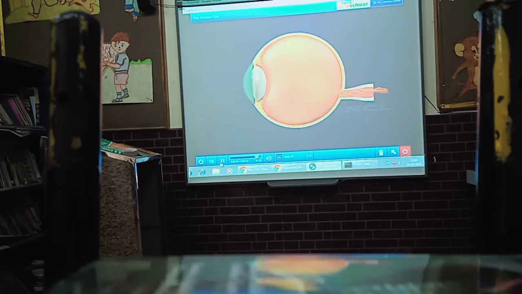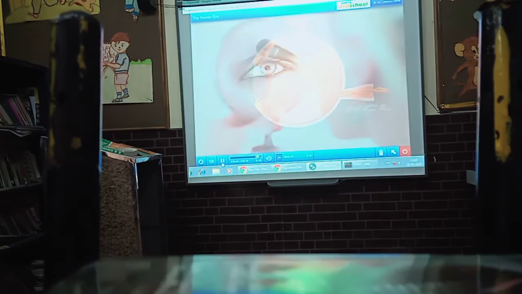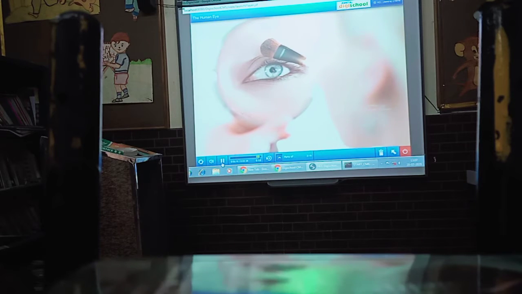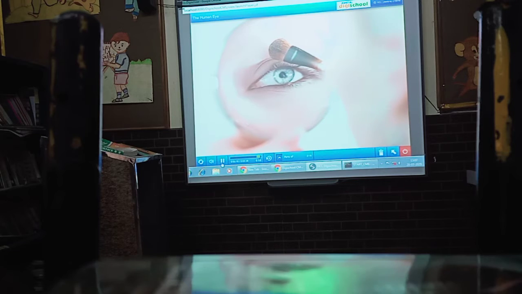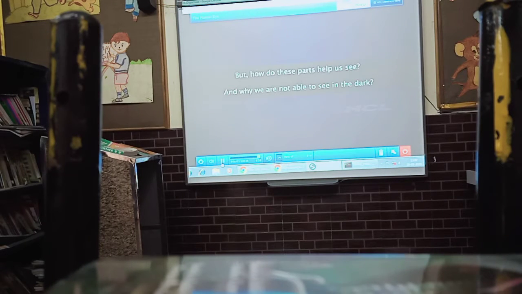So, these were the main parts of our eyes. You can check out some of these parts of the eye by looking at your eyes in the mirror. But how do these parts help us see? And why are we not able to see in the dark?